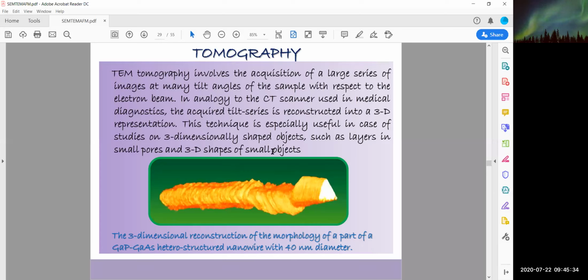So this looks like a wire. This is a nanowire-like structure. This is the three-dimensional reconstruction of the morphology of a part of a gallium phosphide, gallium arsenide heterostructure nanowire, having a diameter of around 40 nanometers. So it has been reconstructed, and this kind of imaging in the TEM is known as tomography.